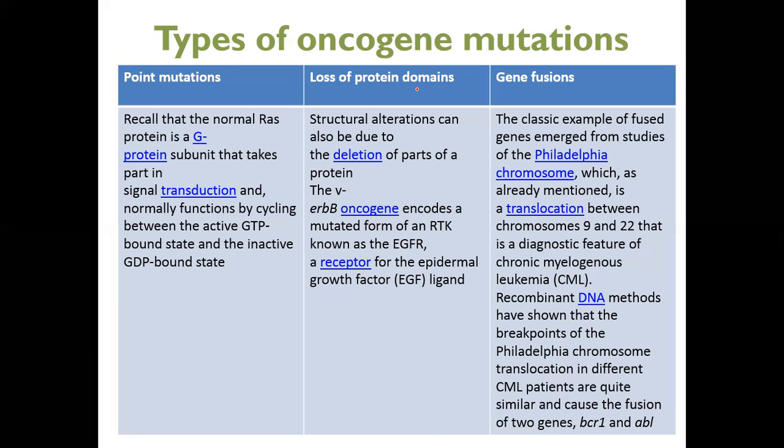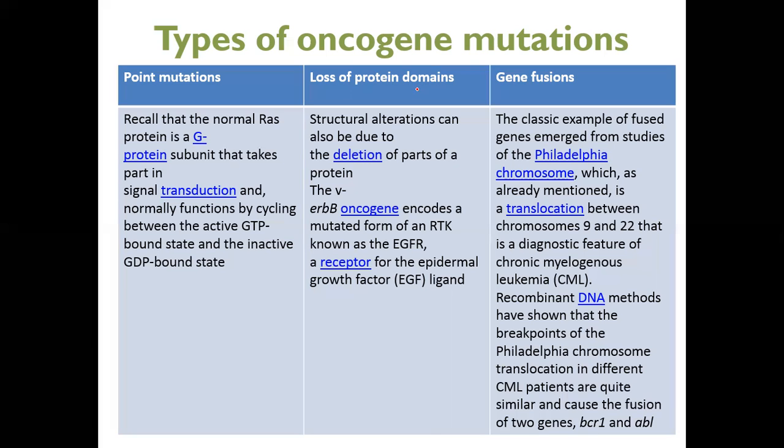The classic example of a fused gene emerged from studies of the Philadelphia chromosome, which, as already mentioned, is a translocation. Fusion means two parts are fused. There must be a translocation between chromosome 9 and chromosome 22. That is a diagnostic feature of chronic myelogenous leukemia (CML).